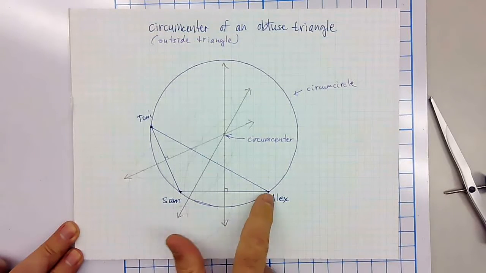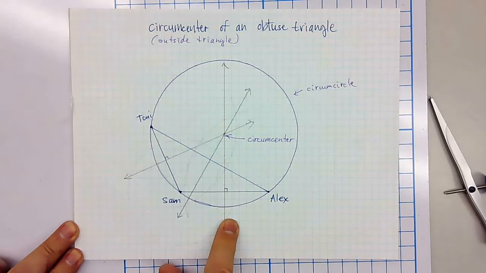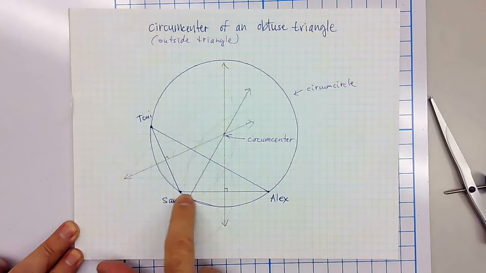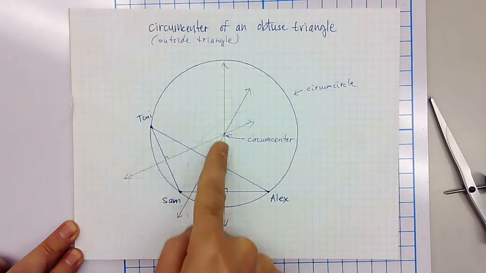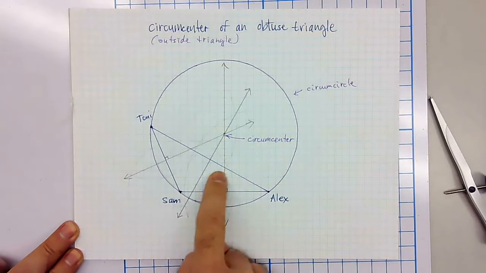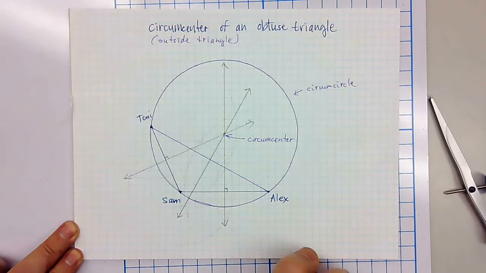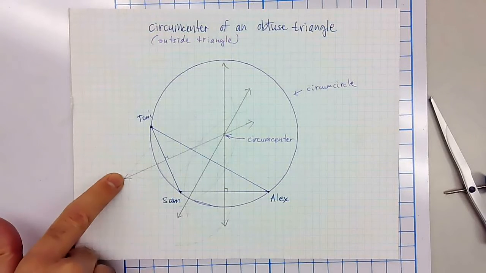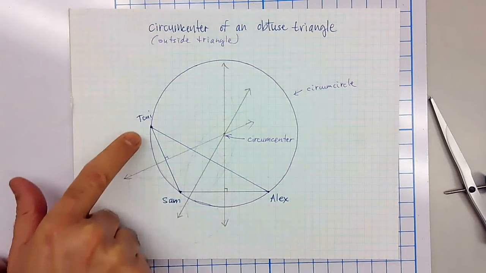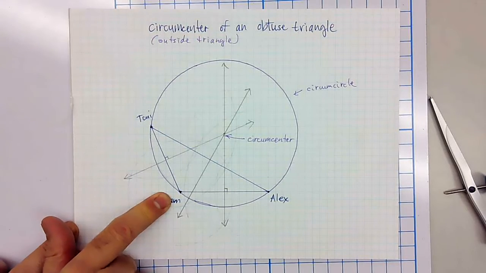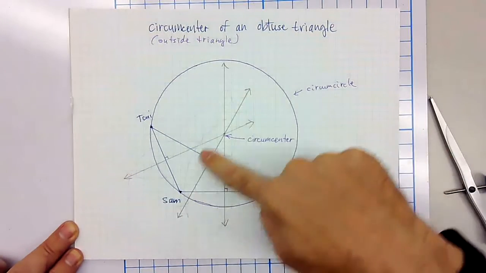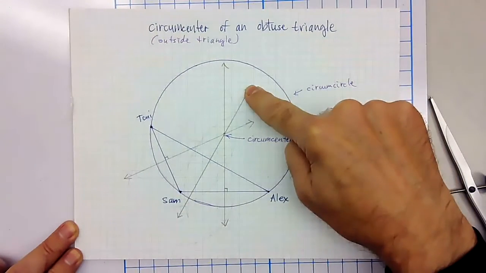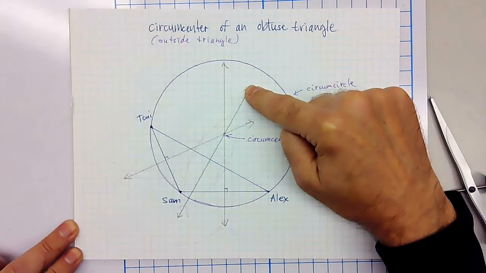So remember we use our perpendicular bisectors. This perpendicular bisector of the line segment Sam Alex represents all of those points that are equidistant from Sam and from Alex. This perpendicular bisector between Tony and Sam represents all of the points equidistant between Tony and Sam. And this perpendicular bisector between Tony and Alex represents all of the points equidistant to Tony and Alex.